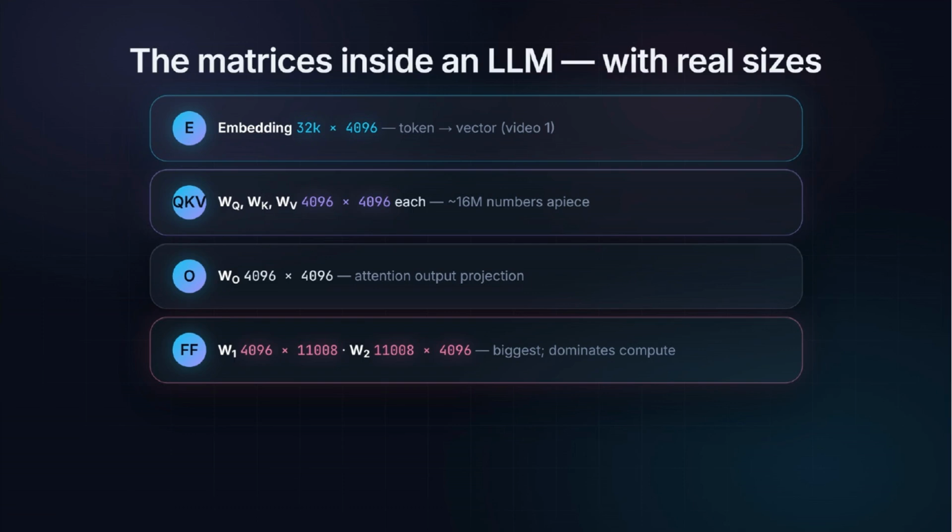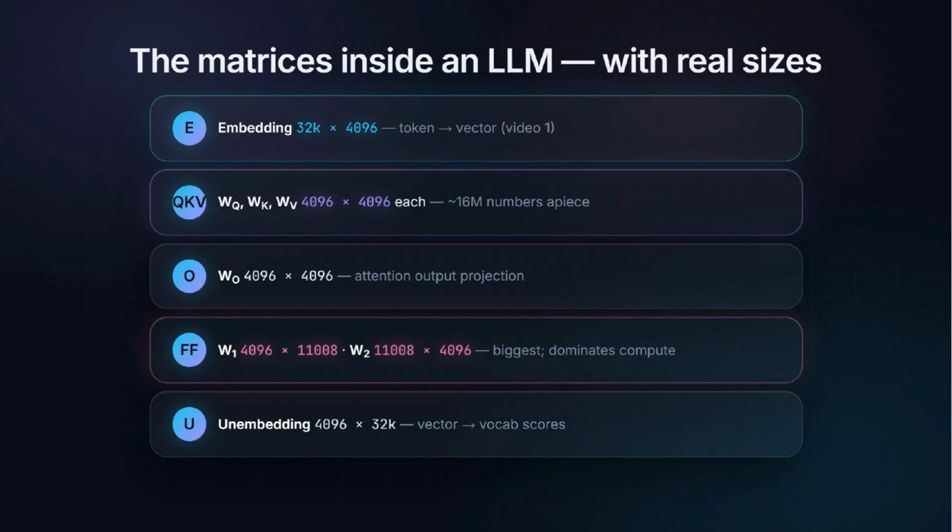The feed-forward network is the heavyweight. W1 is 4,096 by 11,000, and W2 is its mirror. These are the biggest matrices in the model, and they dominate the compute. And an unembedding matrix at the end, width by vocabulary, turns the final vector into a score for every possible token. Stack that whole block around 32 times for a 7B model, 80 plus for a 70B. Those dimensions, multiplied out across every layer, are the parameter count.